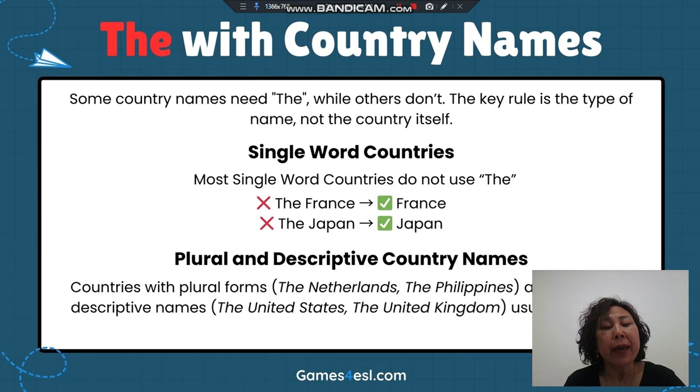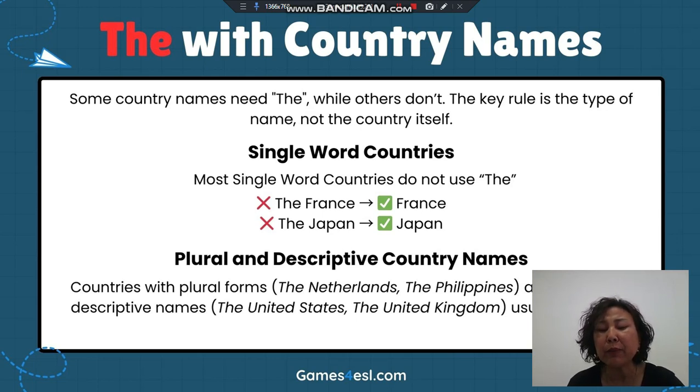The article the with country names. Some country names need the, while others don't. The key rule is the type of name, not the country itself. Single word countries. Most single word countries do not use the. For example, France, Japan. Not the France, not the Japan.